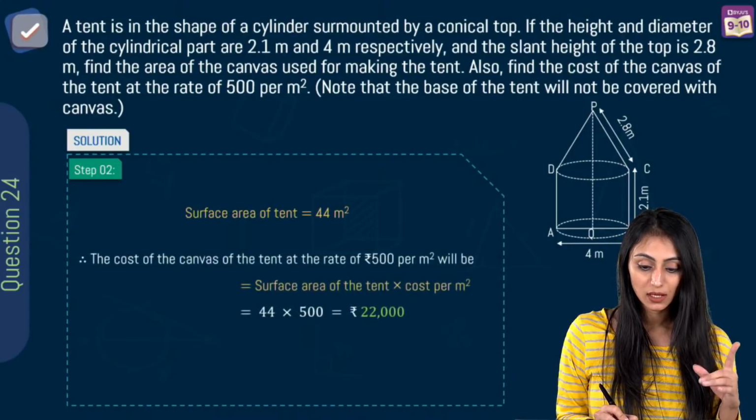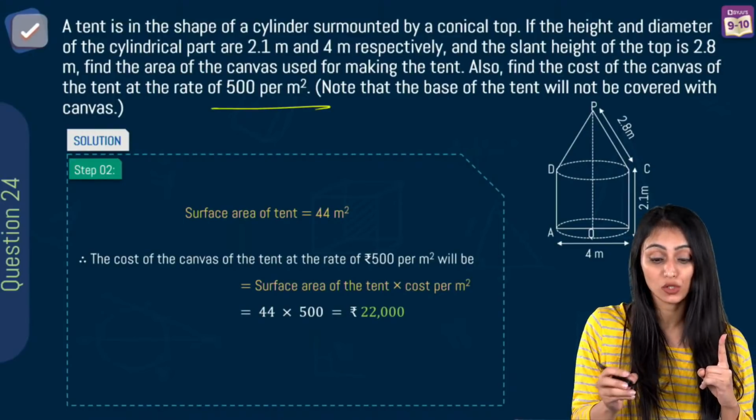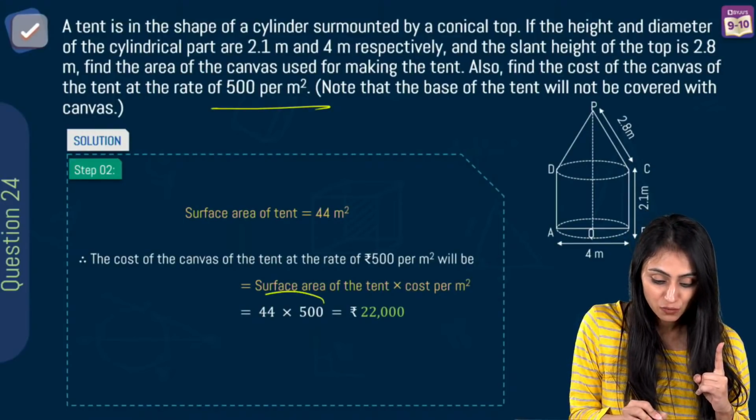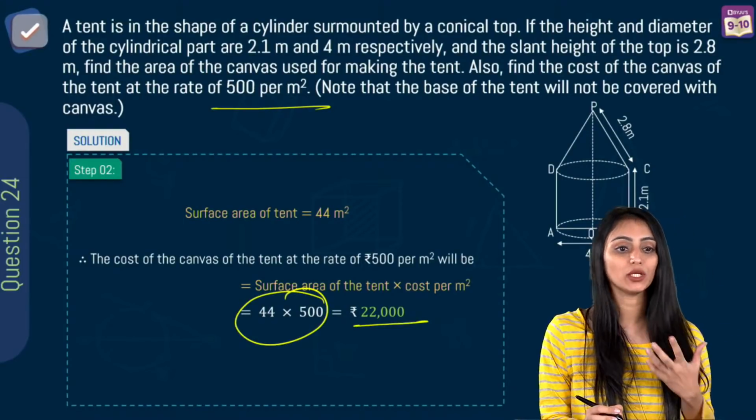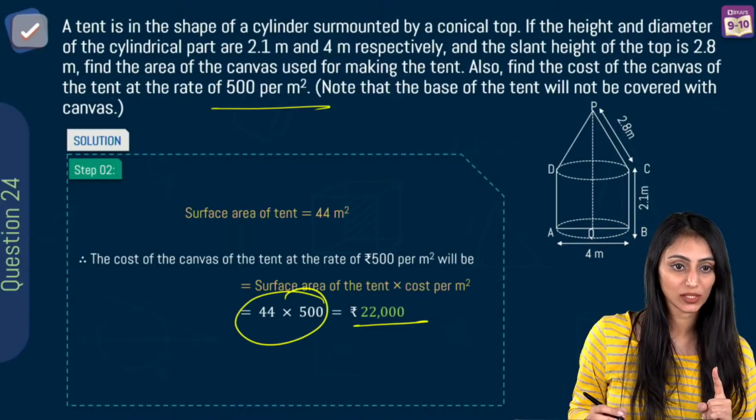The question is asking us to find the cost also. Per meter square it is 500. So for the total canvas it's going to be rupees 22,000. See, everywhere you have to mention the units.